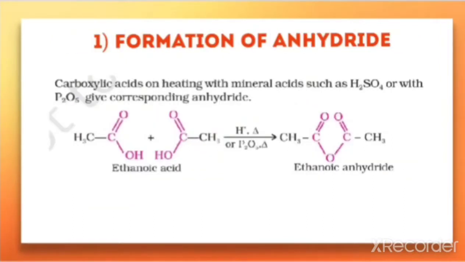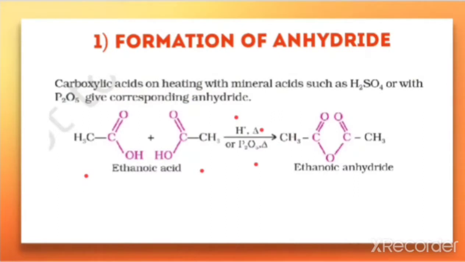First is the formation of anhydride. Anhydride can be formed from carboxylic acids. That is, carboxylic acid on heating with mineral acids such as H2SO4 or with P2O5 gives the corresponding anhydride. One example is taken here, that is ethanoic acid. When two molecules of ethanoic acid are heated with the mineral acid H2SO4, that's why it is written as H positive and the triangle sign is representing the heating, or with the help of P2O5.